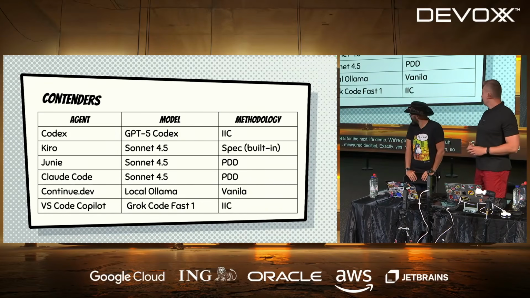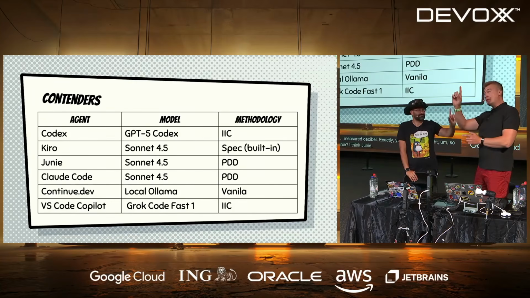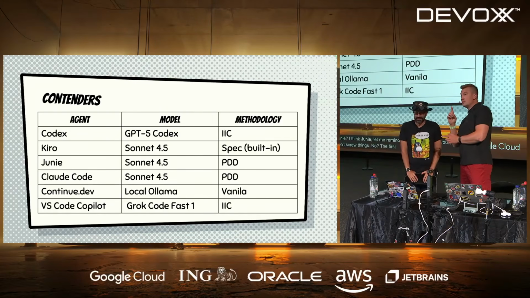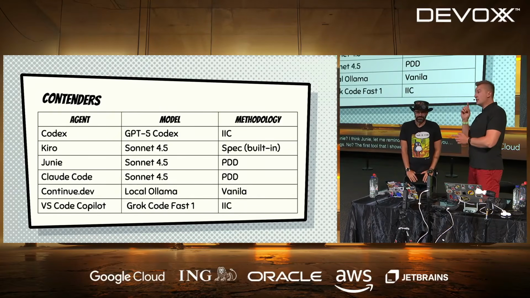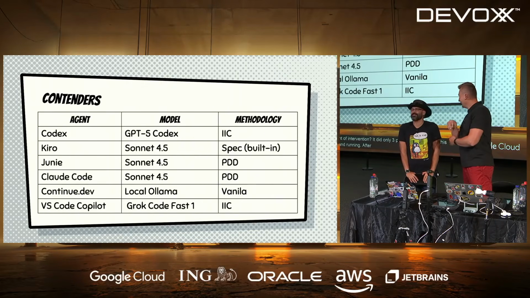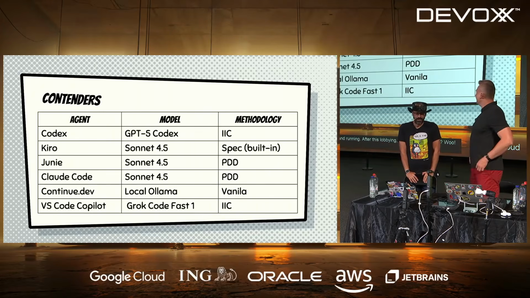So who votes for Junie? I think Junie. Let me remind you, the first tool that I showed did this with the minimum amount of intervention. It took only 3 prompts from me to fix this and get it up and running. After this lobbying, let's try it again. Junie. Woo! Okay, cool.